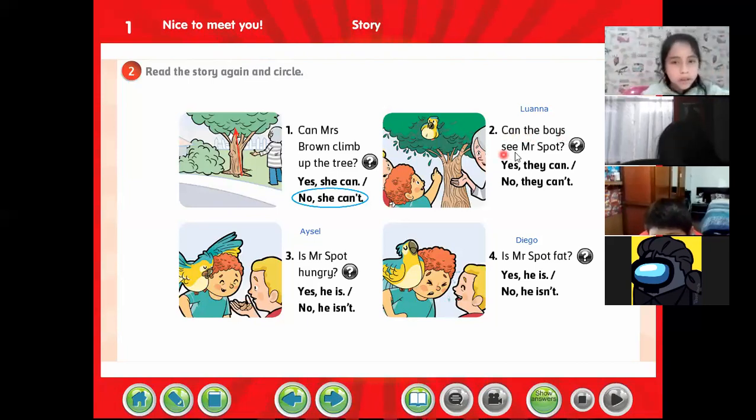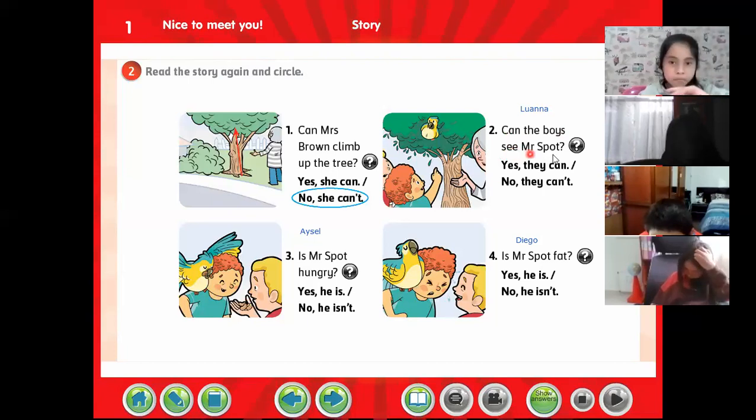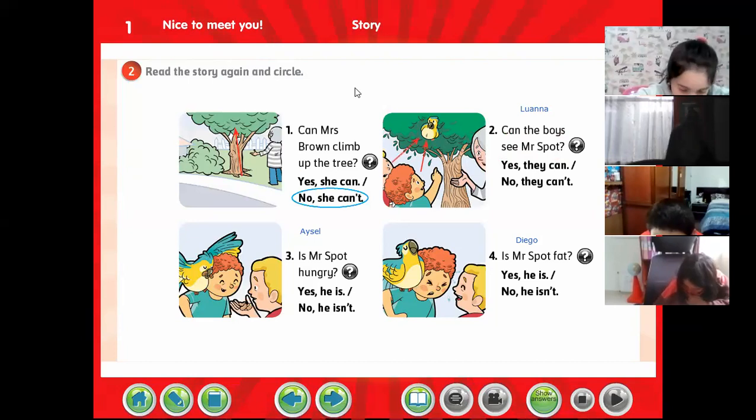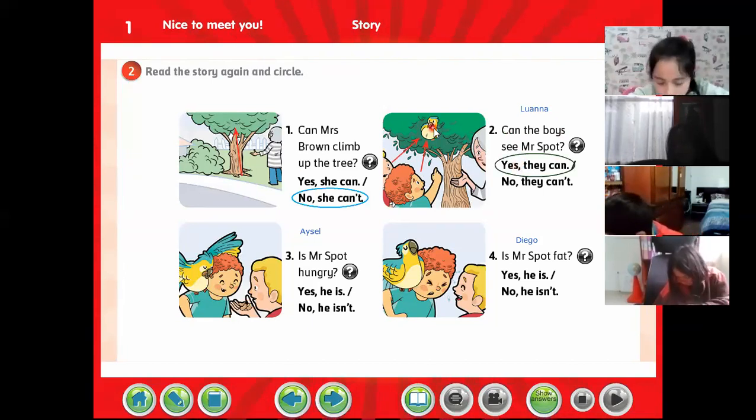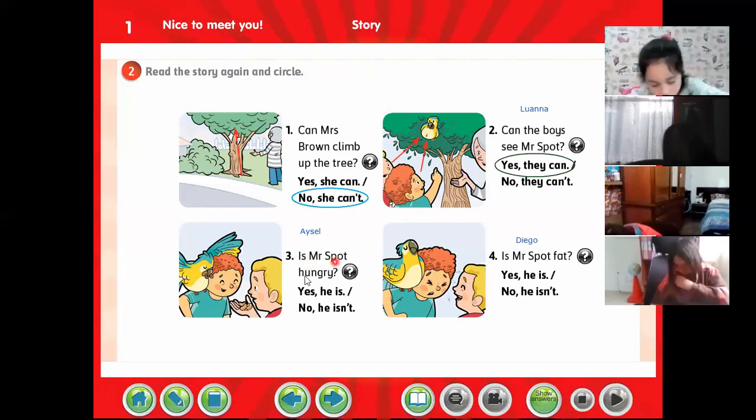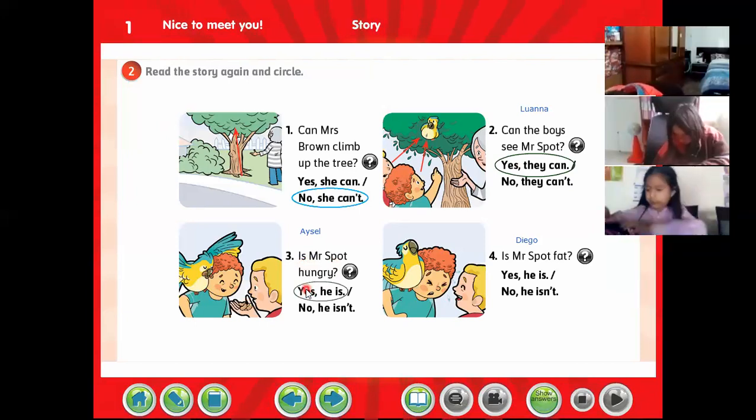Can the boy see Mr. Spot? See, can they see? Yes or no? Yes, they can. Very good. Yes, they can see the parrot. Thank you. Number three. Is Mr. Spot hungry? Yes, he is. Excellent. Yes, he is hungry.